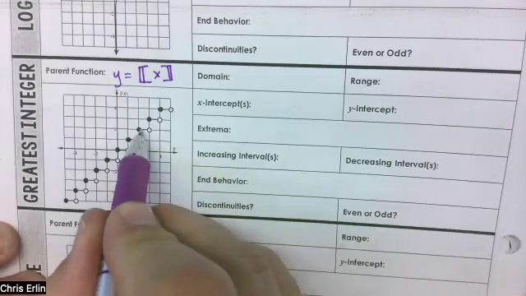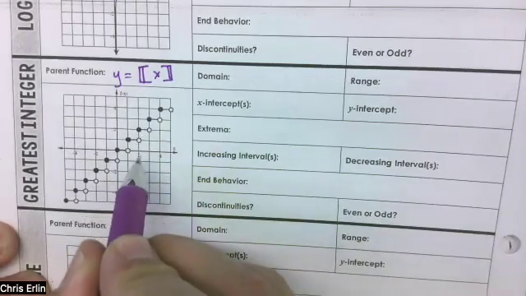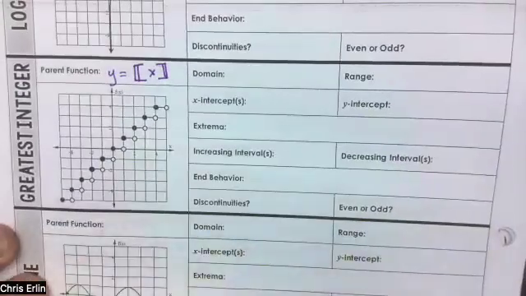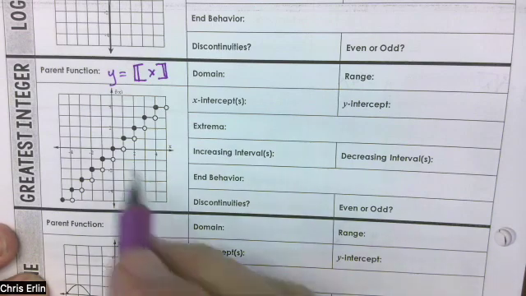Can somebody explain to me what this graph is showing us? Let me let everyone look at it for a second. Okay, what's it showing us? If you had to explain this graph to somebody, how would you explain it? Harris? You have to round down. So you have to round down.